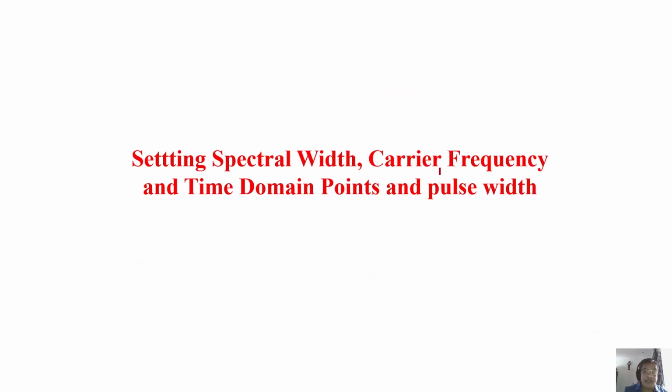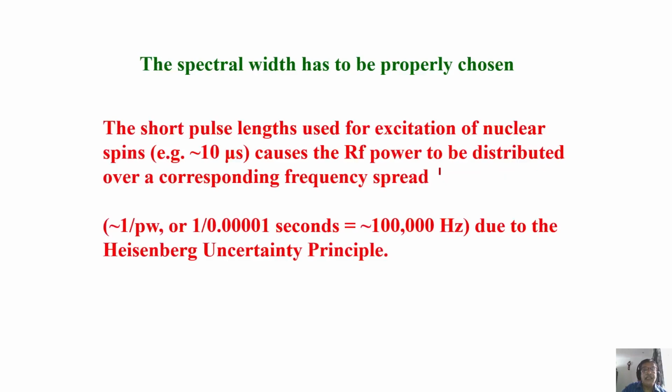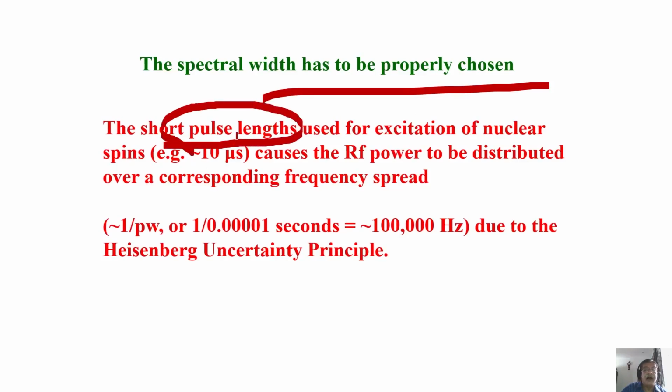Next, you have to set the spectral width. You have to choose the proper spectral width. You have to put a carrier offset, and you have to choose the required number of time domain points. You have to calibrate the right pulse width, 90-degree pulse, everything. These are all another thing which you must know how to set, these parameters. Spectral width has to be properly chosen. That depends upon your pulse width. Very interesting, right? The RF power pulse which you are going to apply for excitation decides the pulse width which you have to choose. Remember, the excitation profile is inverse of the pulse width.